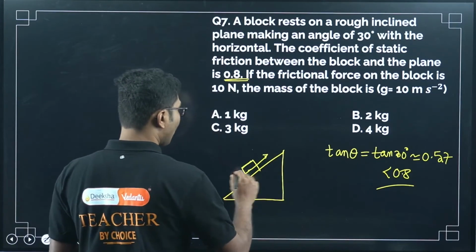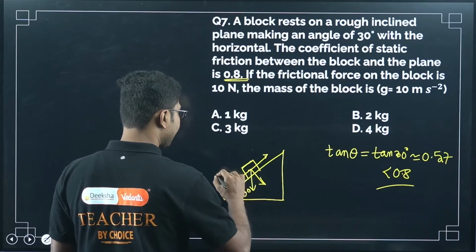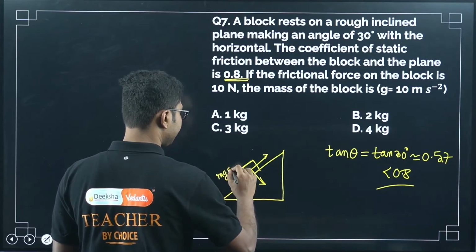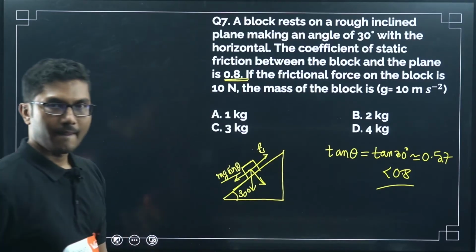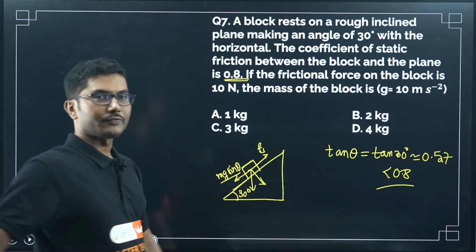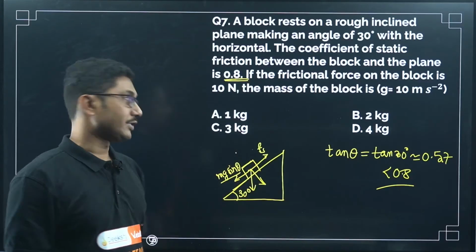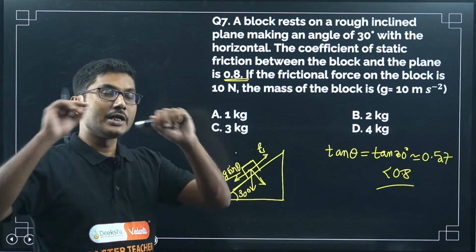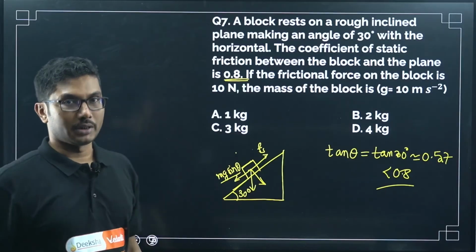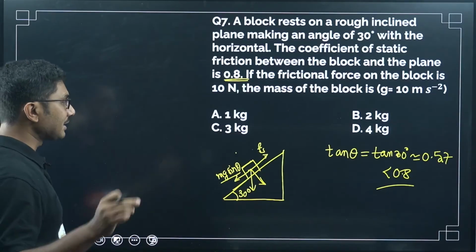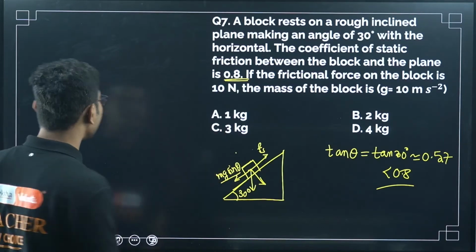So here what force is acting? Downward force is mg. This component is mg cos theta, and this is mg sin theta, and this equals the force of friction here. So mg sin theta equals the force of friction. Why? Because you don't need to calculate the normal component to calculate the force of friction. You take the normal component only when the object is either moving or at the maximum limit, just about to start moving. Otherwise you don't need to take the normal component.